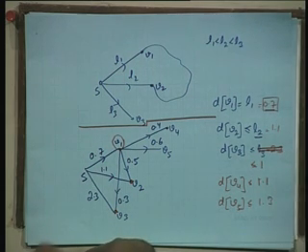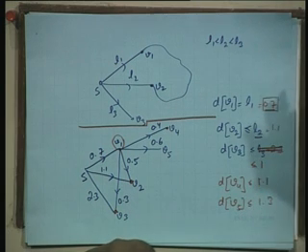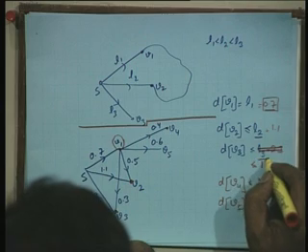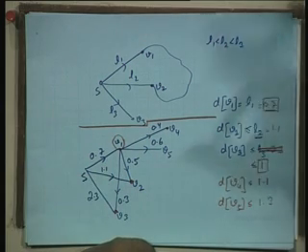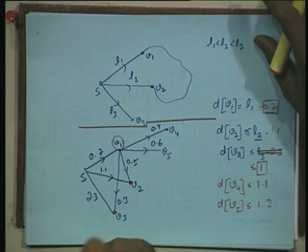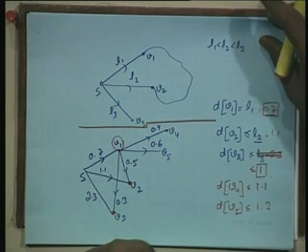Now, what I am claiming is that let me look at the smallest of these, which is 1, and this is the correct distance of V3 from S.